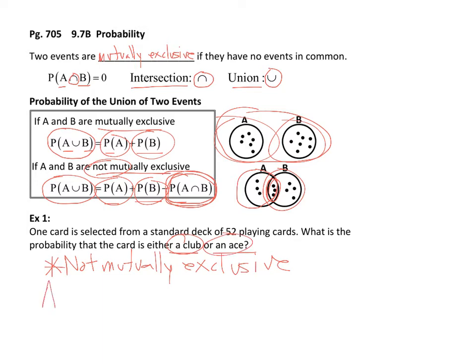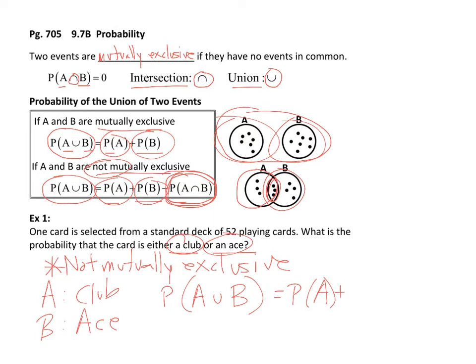So we'll say event A is having a club, and event B represents an ace. So what's the probability of getting a club or an ace? In other words, the union of those two events. Well, it's going to be the probability of A plus the probability of B. But since they're not mutually exclusive, that means there's an overlap, and I have to subtract that overlap. They intersect.